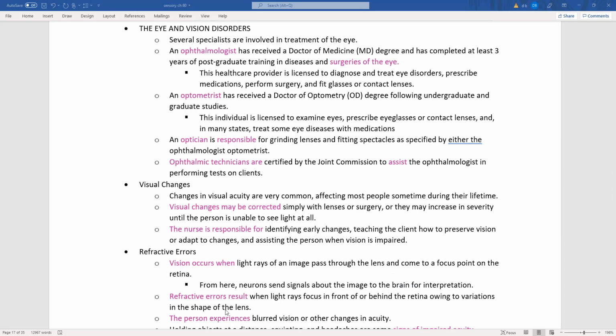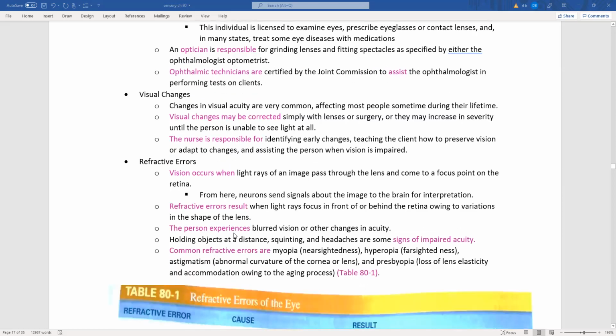So our brain is going to interpret it. Refractive errors result when light rays focus in front of or behind the retina owing to variations in the shape of the lens. So the person experiences blurred vision or other changes in acuity, holding objects at a distance, squinting, and headaches, which are some signs of impaired acuity. So know the signs of impaired acuity.